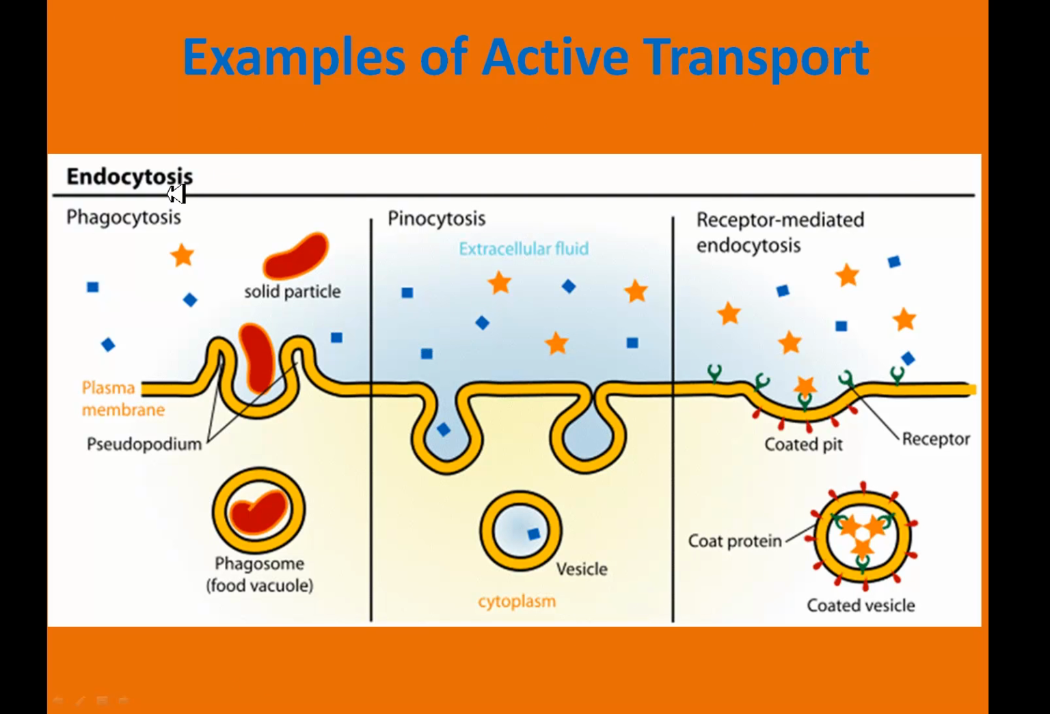Okay, so again, endocytosis, we have three different types. Large particles come in through a process called phagocytosis. The cell membrane wraps around it and goes into the cell. Anytime we have smaller molecules, usually a liquid, it's called pinocytosis, and again, it goes inside the cell membrane, gets cut off, and moves inside the cell.